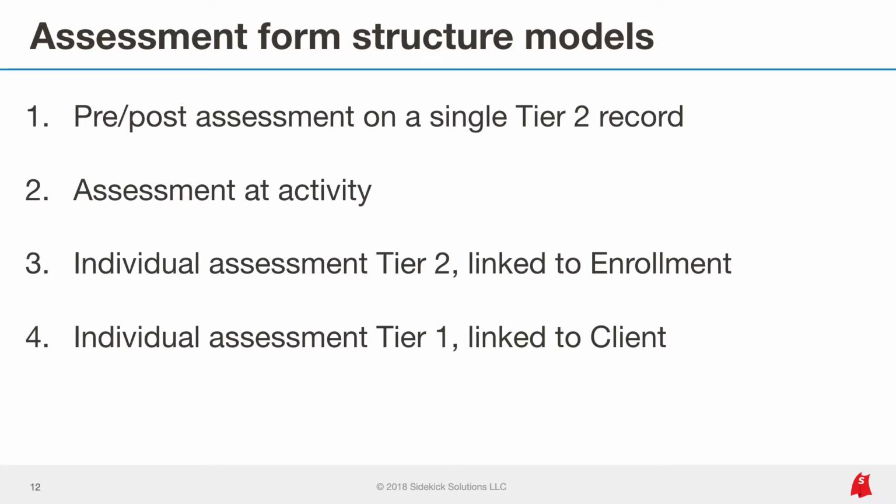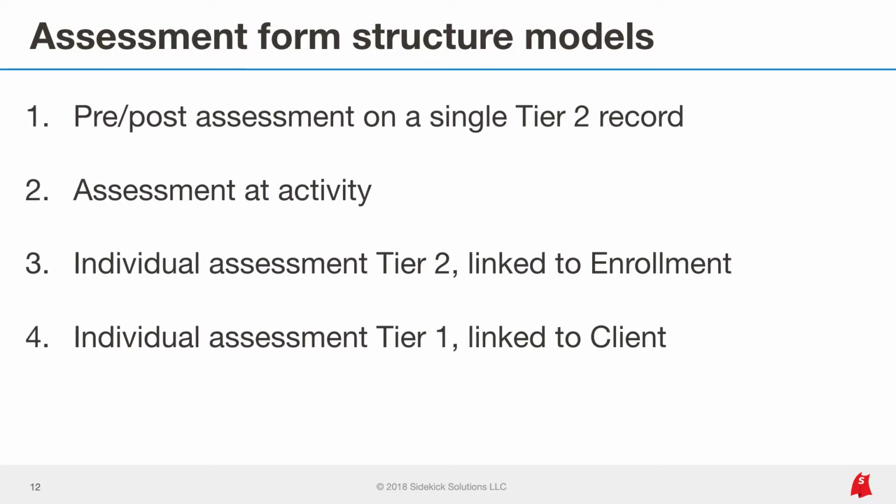The second common approach is to track assessments on an activity record. So when you're logging a service, you select an assessment value at the same time. Third is to create an individual assessment Tier 2 form, typically linked back to the enrollment so that you can associate that assessment with the engagement of the client, their enrollment form and data.